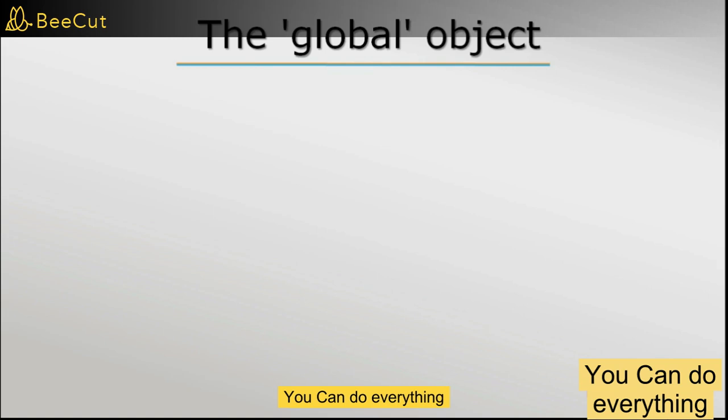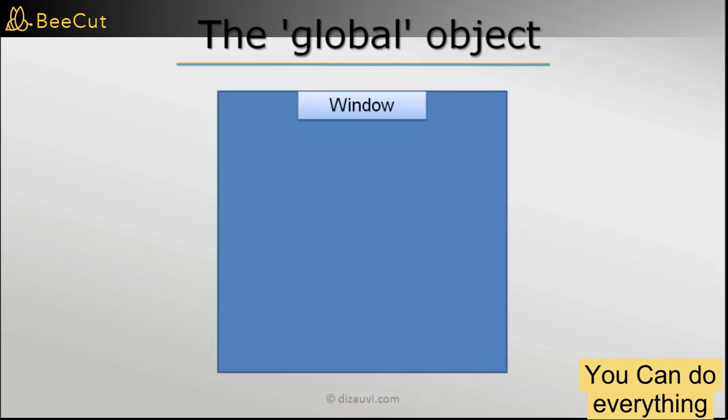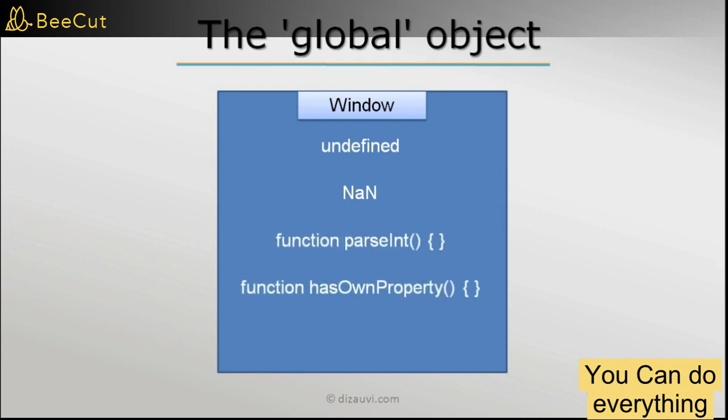So when a new page loads up in the browser, the JavaScript interpreter starts, which creates a new global object, which is named window. And inside this object, it puts properties like undefined, NaN, or global functions like parseInt, hasOwnProperty, or constructor functions and other objects, which are a part of the JavaScript library. Alright? Now don't worry about it if it feels like jargon.